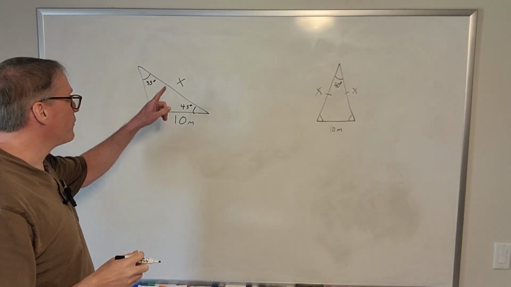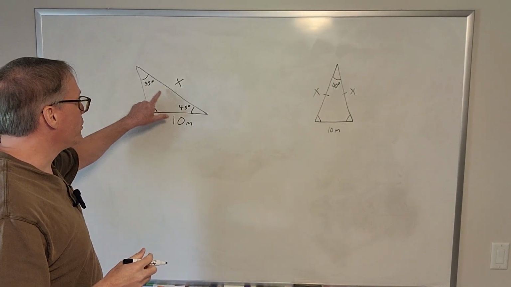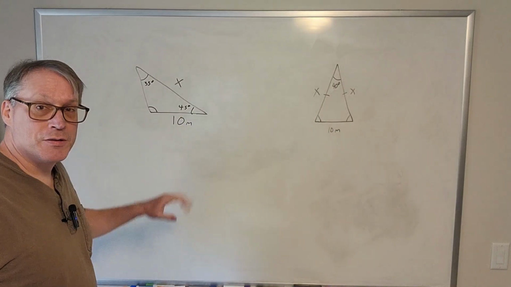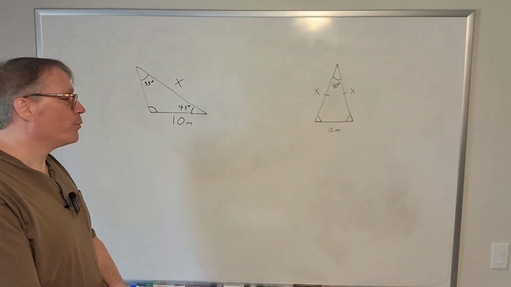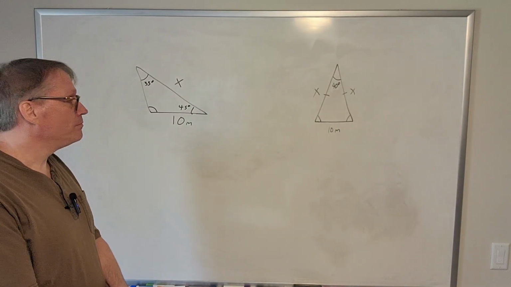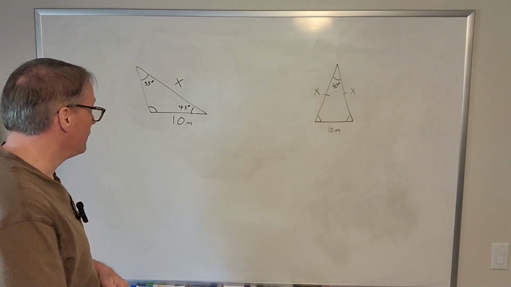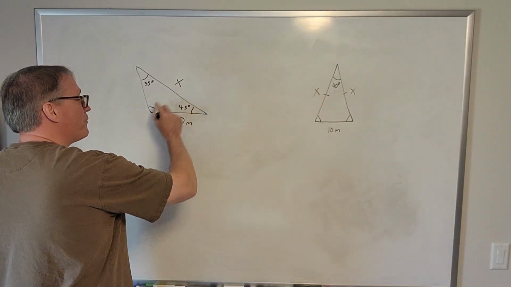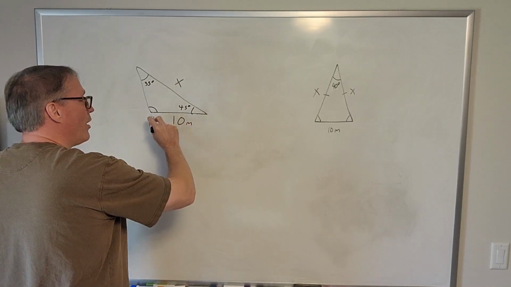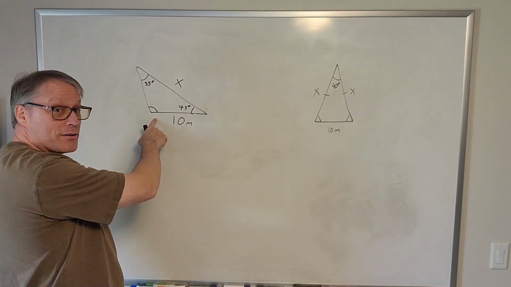Okay, how about this one? Let's solve for x, where we have 35 degrees, 45 degrees, and 10 meters. Pause the video, see if you can set up a formula for x. All right, ready? Well, we need an opposite formula here. We have an opposite here, but we don't have an opposite here. But we can get an opposite there, can't we?